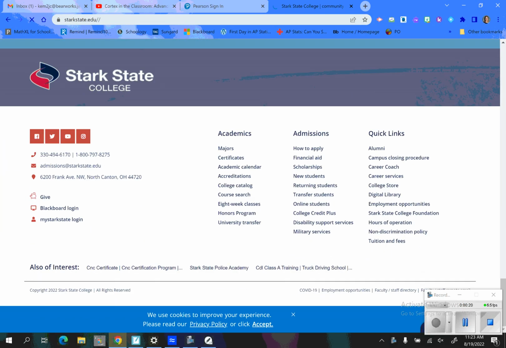On the left, there's two different logins. Blackboard will take you directly to the gradebook and your courses. Right now, we're just going to do my Stark State login. Okay, so my Stark State login.